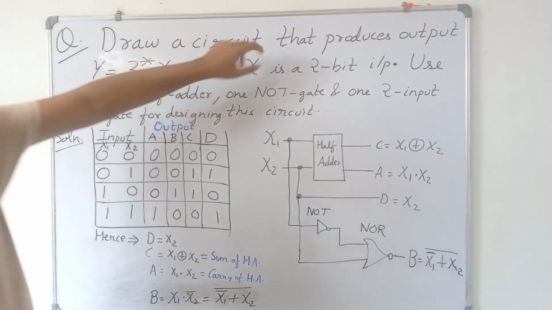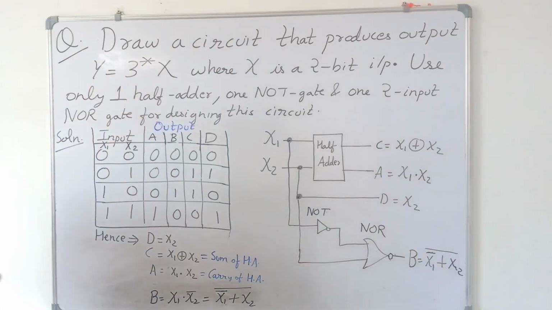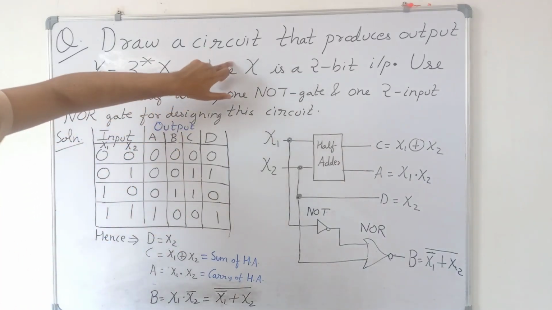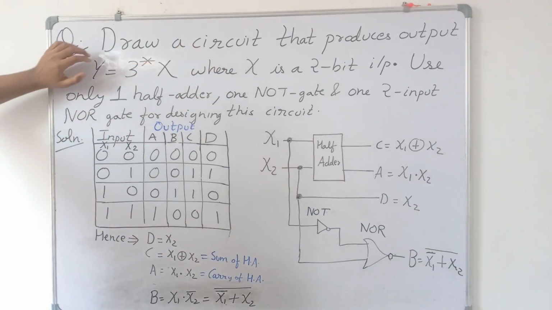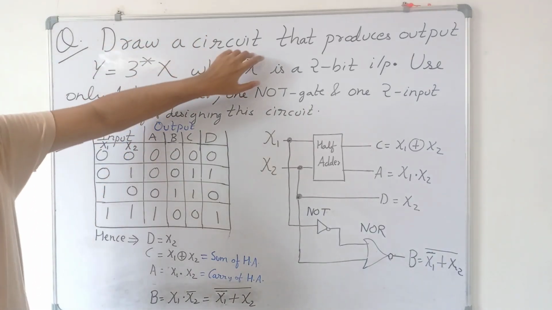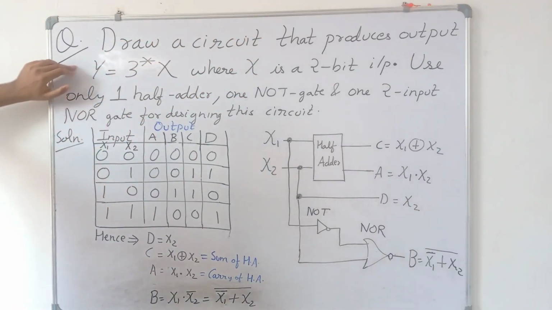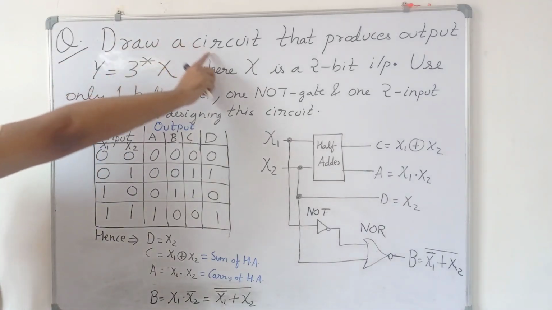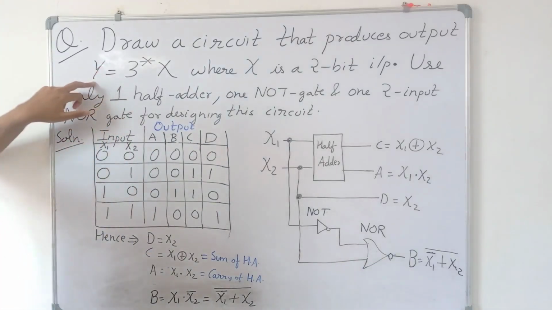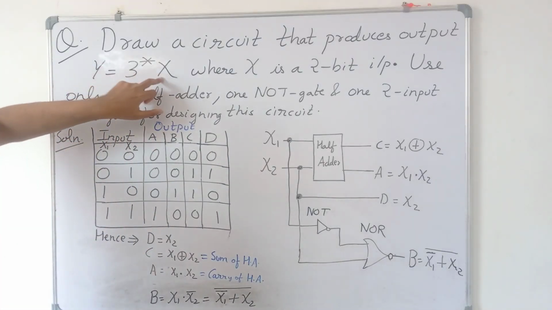So we are discussing a question. This question was asked in a technical test for a placement in a company of electronics branch, and that company is of VLSI domain. So that is a core electronics company in VLSI domain. This question is based on designing a circuit. It says draw a circuit that produces output Y equal to 3 into X.